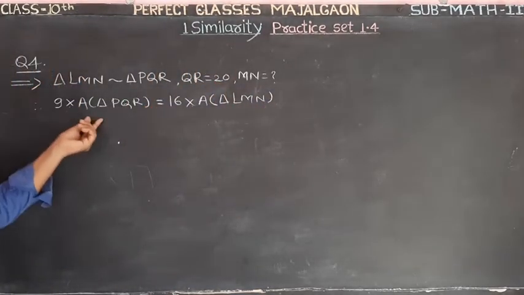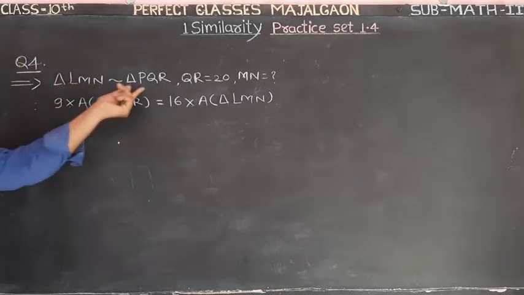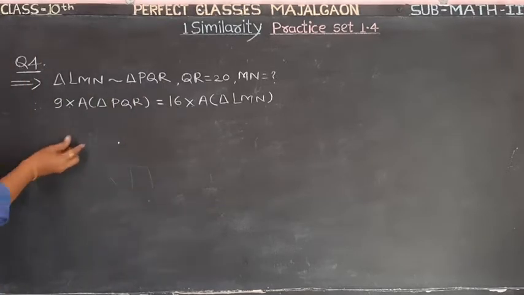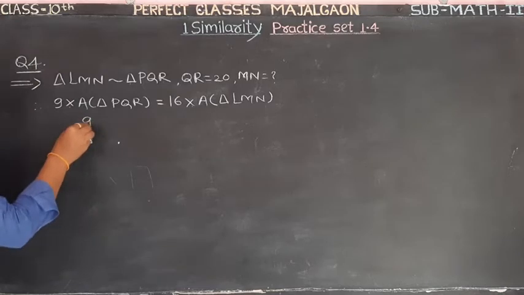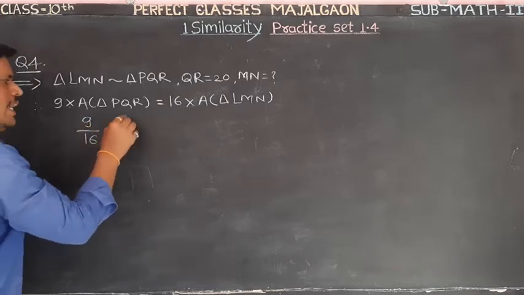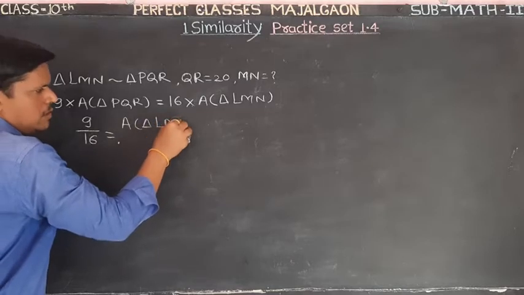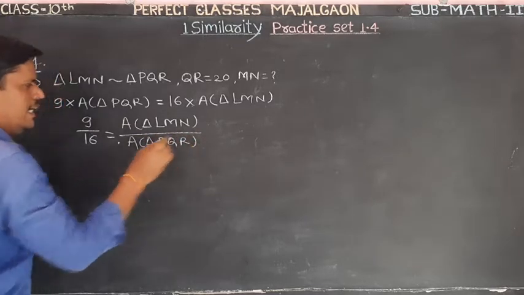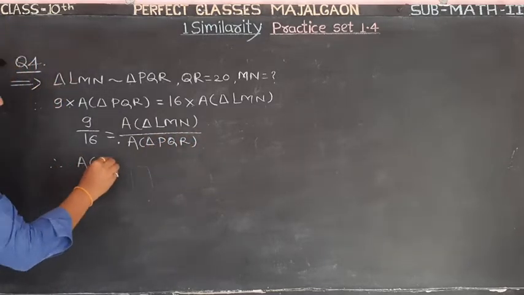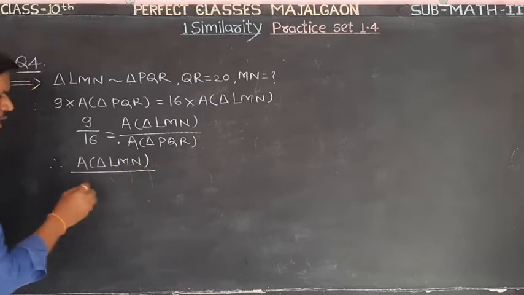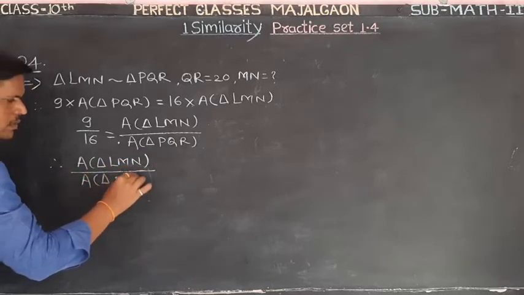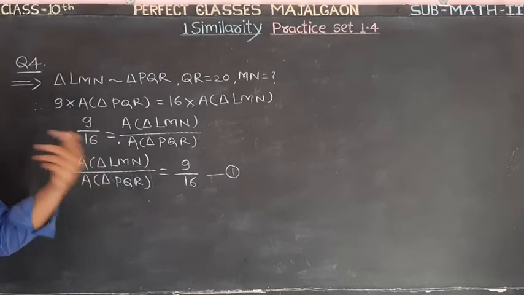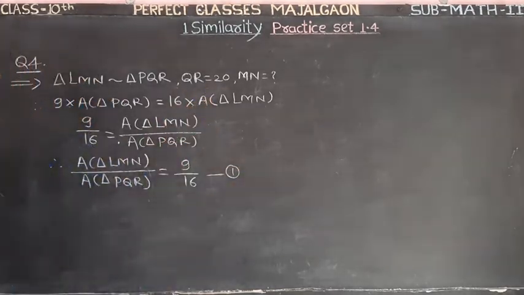First, we find the ratio of the areas of these two triangles, LMN and PQR. How to find the ratio? Here, we take this 16 to the left side and the area of triangle PQR to the right side. Therefore, we get 9 upon 16 equals area of triangle LMN upon area of triangle PQR. Name this equation number 1.